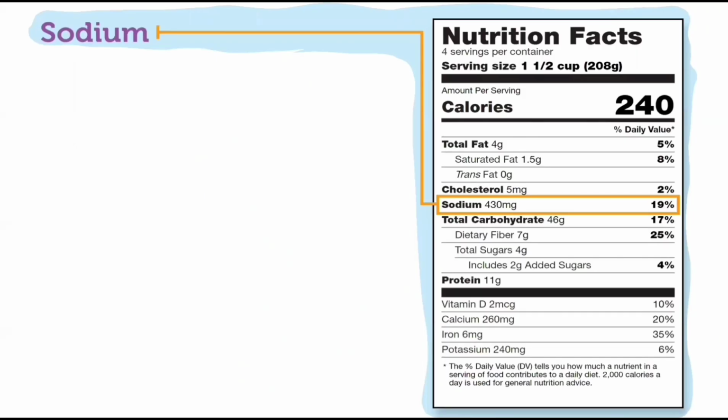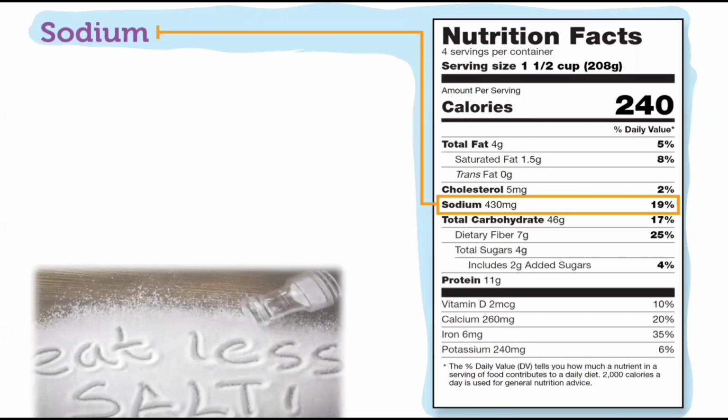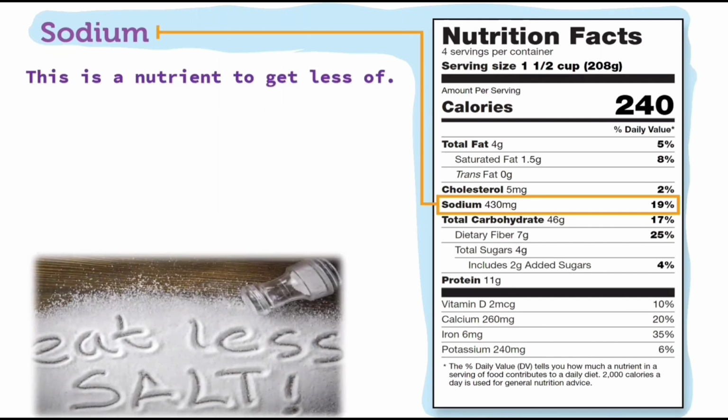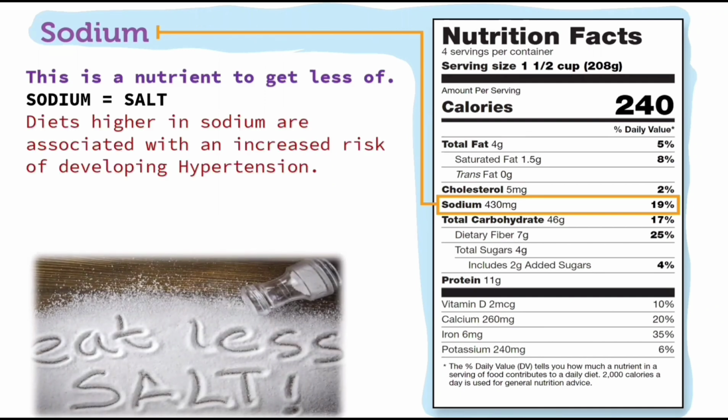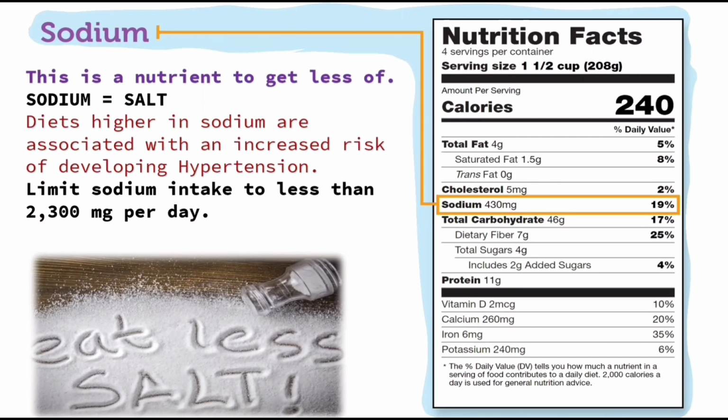Now let's talk about sodium. This is a nutrient to get less of. Sodium is a mineral and one of the chemical elements found in salt. Diets higher in sodium are associated with an increased risk of developing high blood pressure, which can raise the risk of heart attacks, heart failure, stroke, kidney disease, and blindness. So what does sodium do? The human body needs this nutrient in very small amounts. Sodium is important for many body processes such as fluid balance, muscle contraction, and nervous system function.